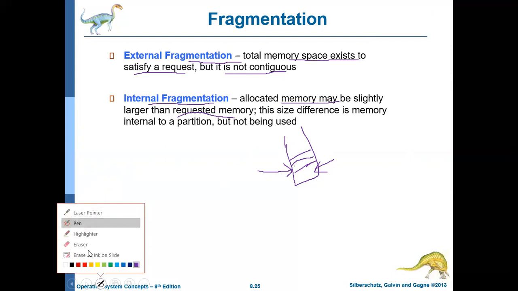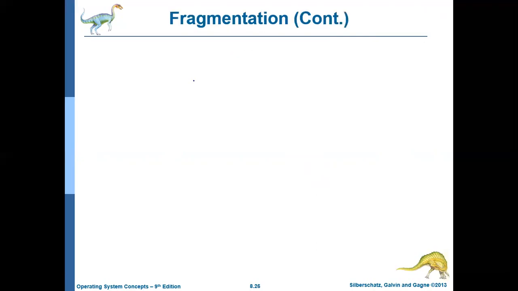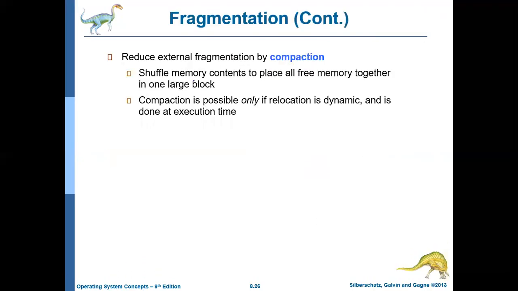In external fragmentation, the fragmented memory can be combined. If you combine all the fragmented memory, then the request can be satisfied. But as it is not combined, generally the request cannot be satisfied. So external fragmentation can be reduced or avoided by using the technique called compaction, which we have already discussed: shuffle memory contents to place all free memory together in one large block.